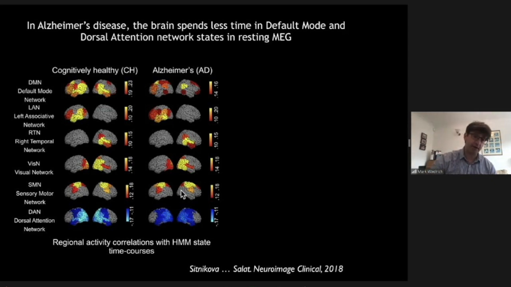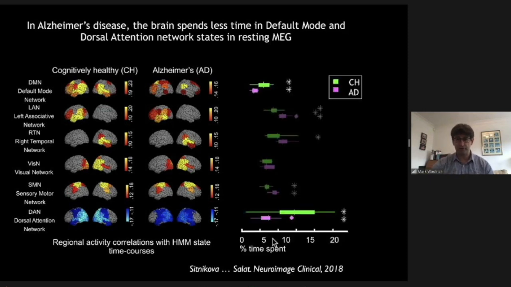First of all, they found very nice replication of the spatial map information that we saw in the original HMM application to MEG data. But then they had a look at the dynamic summary measures and looked to link those to disease. What they found was that the fractional occupancy, or proportion of time spent in particular states, was predictive of disease, such that people with AD tend to spend less time in the default mode network states and the dorsal attention network states in the resting state. So this is a nice example of the way in which we can use the dynamic descriptions of the connectomes, or the functional brain networks, to link to disease.